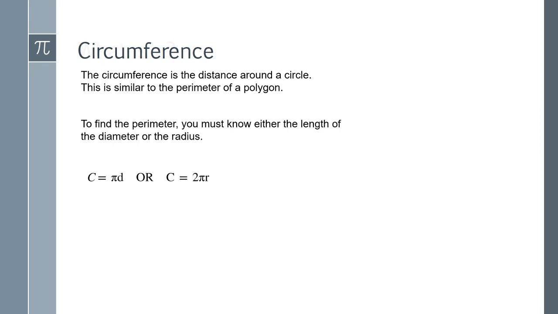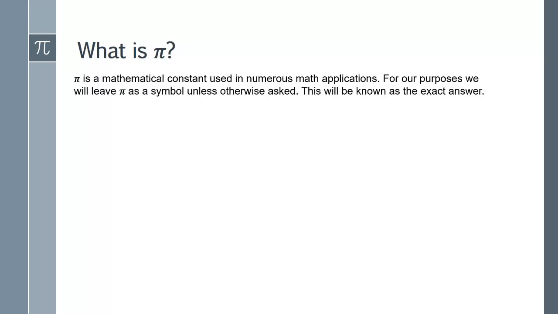So now let's take a look at what pi means. So what is pi? Well, pi is a mathematical constant used in several different mathematical applications. For our purposes, we're going to leave pi as the symbol unless we otherwise say so. That's going to be called the exact answer. So if I ask you for the exact answer, you will not use any sort of estimates for pi. You'll just leave pi as the symbol.